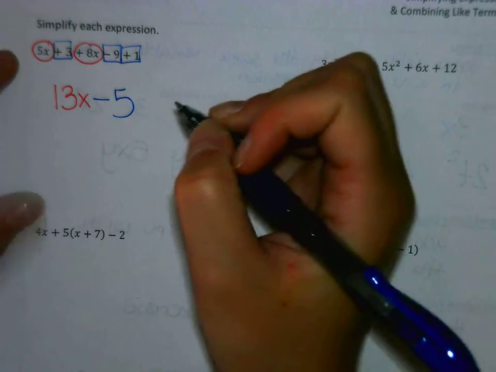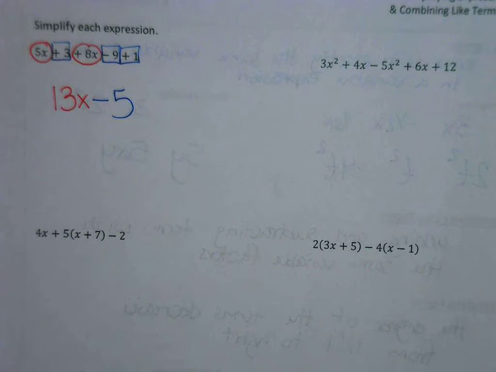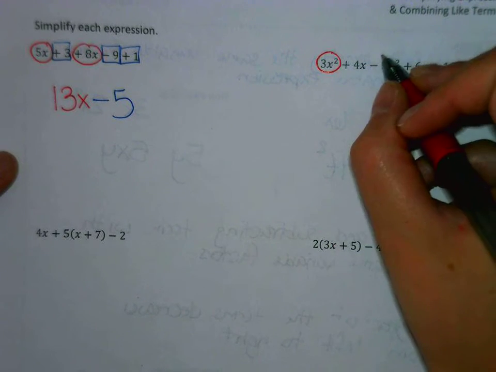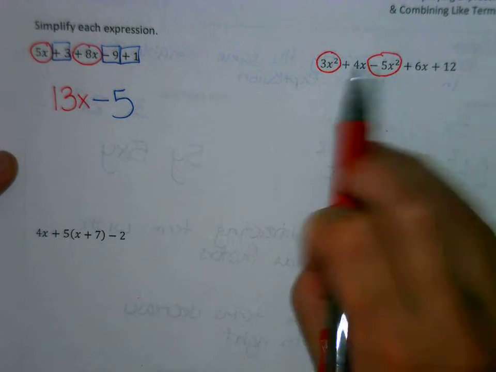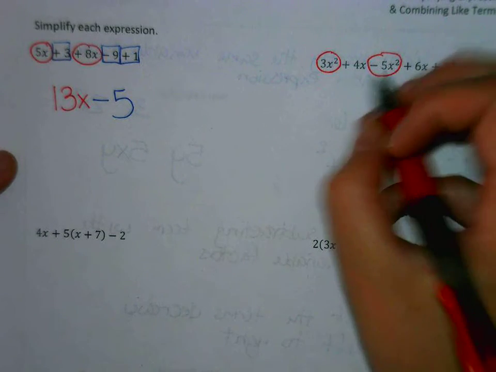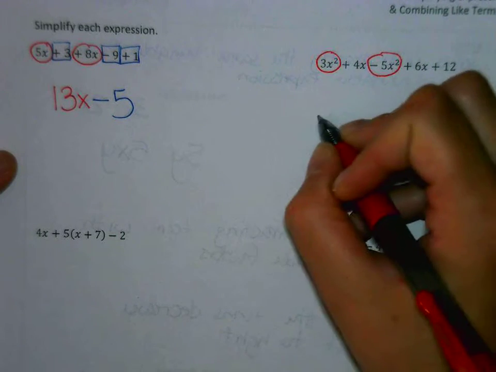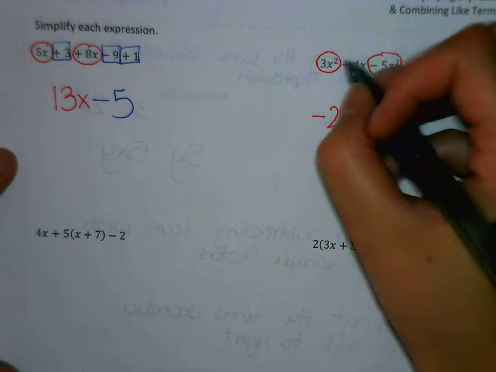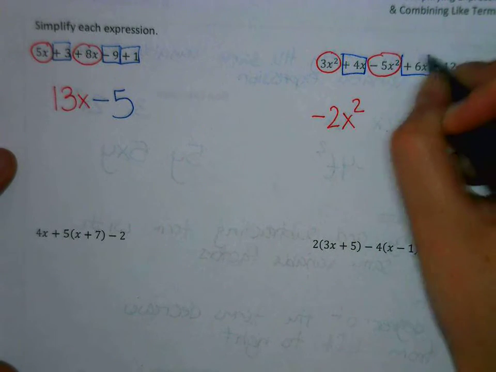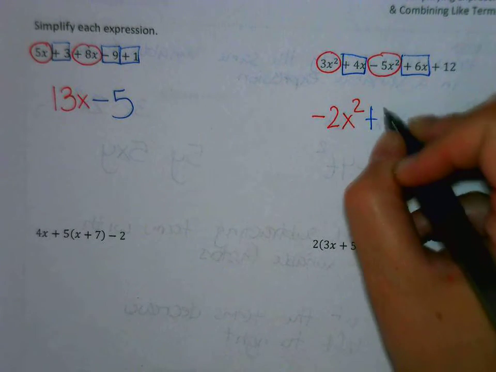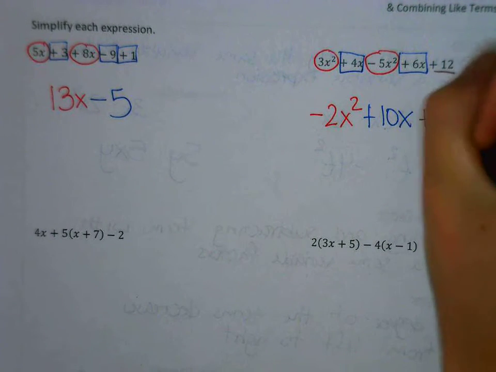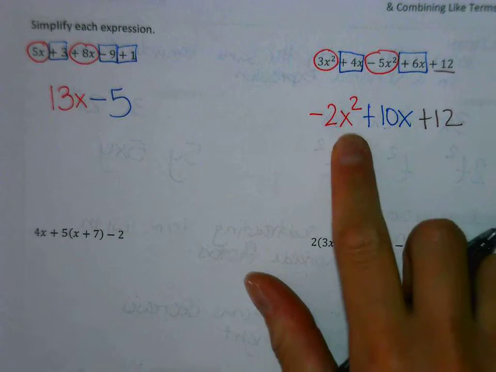Let's look at our next example. We have a 3x squared and a negative 5x squared. We don't have any other terms that are x squared. So 3x squared minus 5x squared is a negative 2x squared. Then we have a positive 4x and a positive 6x. So those combine to be 10x. And then we have our lonely plus 12. And this is in standard form. We have our degrees decreasing. So 2, 1, 0.